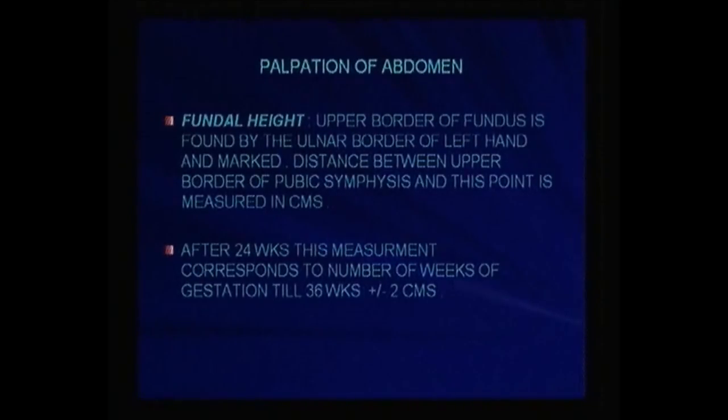The distance between the upper border of the pubic symphysis and the fundus should be measured with a tape in centimeters. One should ensure that the bladder is evacuated at this time. After 24 weeks, this measurement, that is the distance between the fundus and the pubic symphysis, corresponds to the number of weeks of gestation till 36 weeks, with a difference of plus or minus 2 centimeters.